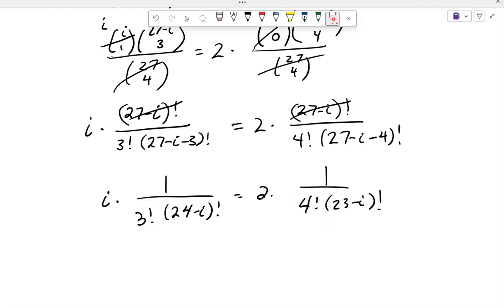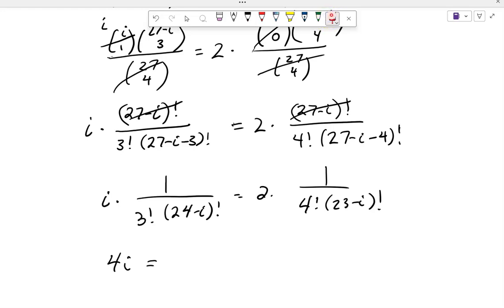What if I multiply both sides by that? Well, if I multiply this to the other side, you'd have 4 factorial over 3 factorial. What does that simplify to? 4, right? So I'd have a 4i on this side.